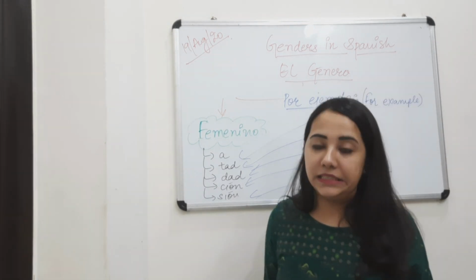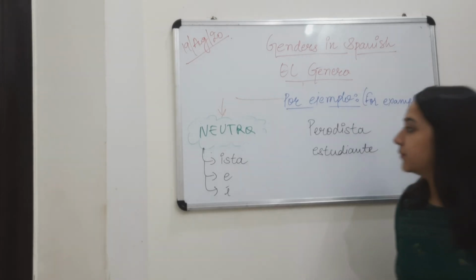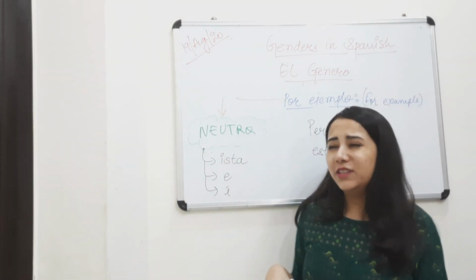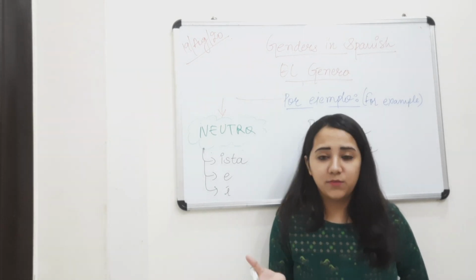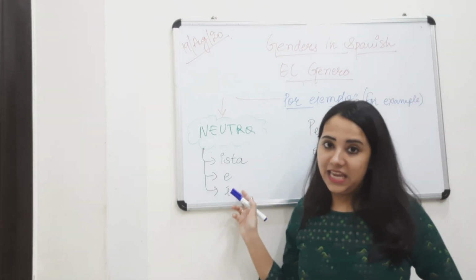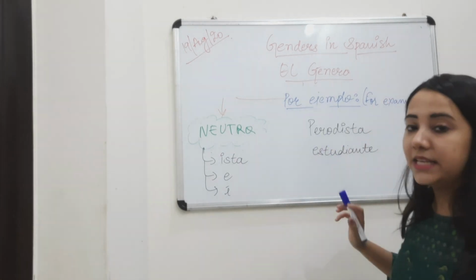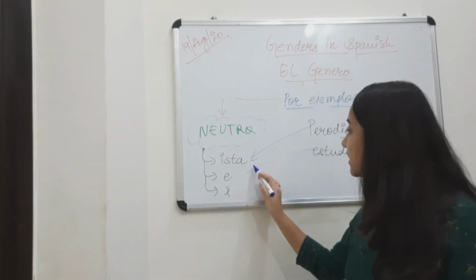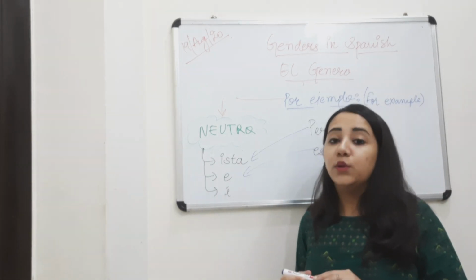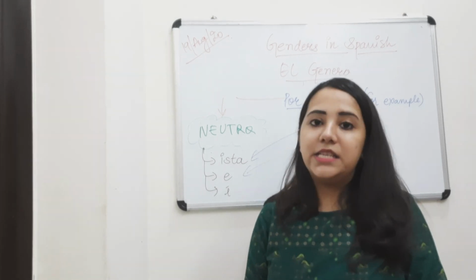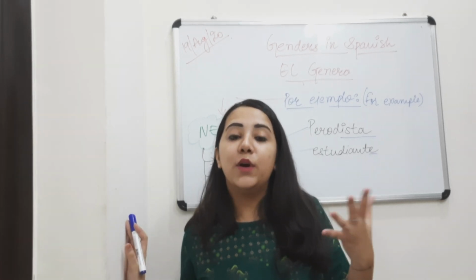Now coming on the last one, that is nuestro. Now what is nuestro? Nuestro, it can be masculino, it can be femenino. So now the endings are ista, e. Periodista is ending with ista, and estudiante is ending with the e, so those are nuestro words. I'll tell you after a few classes what happens with nuestro. But right now you just understand there are 3 endings: masculino, femenino and nuestro.